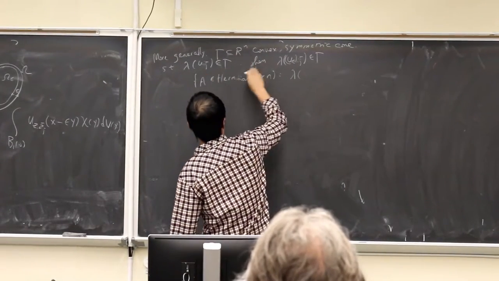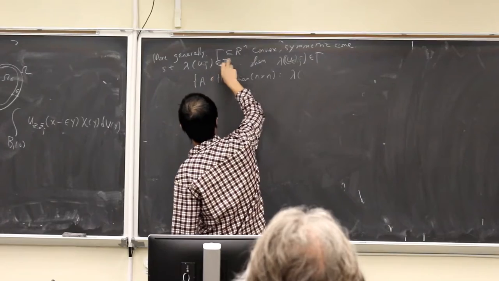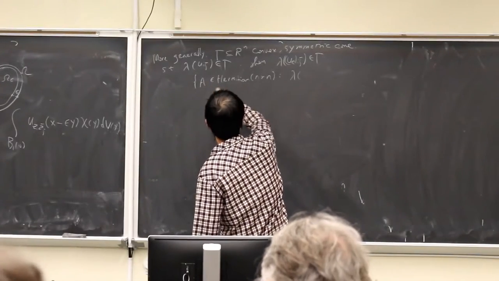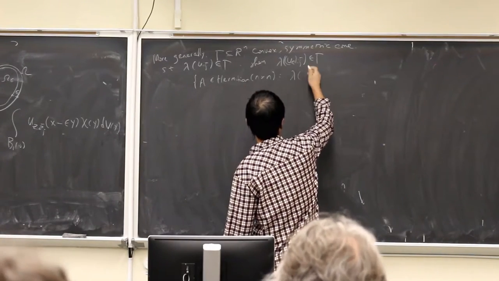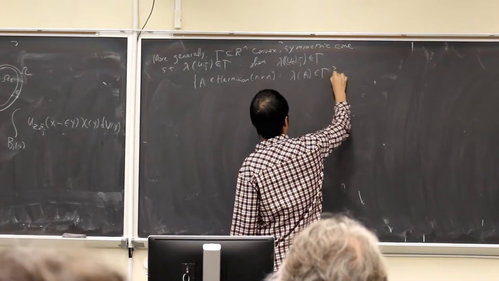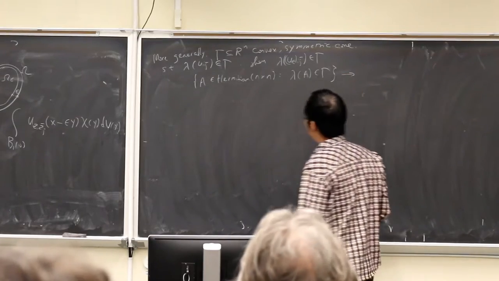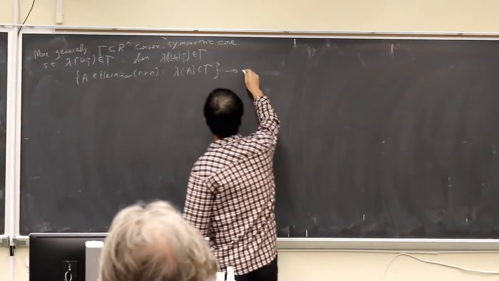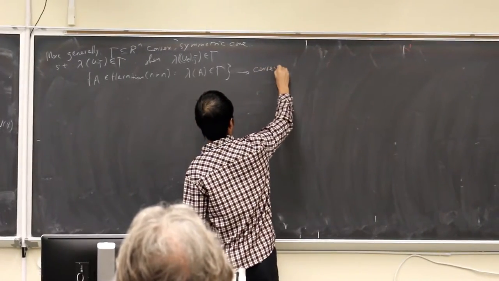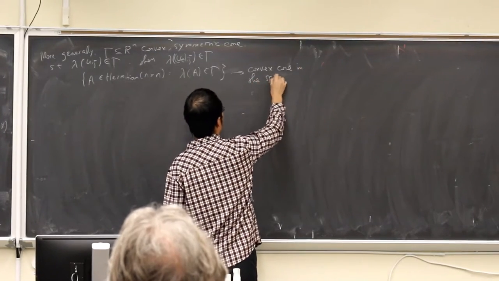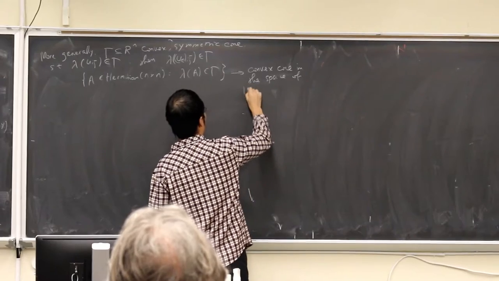The reason why is because the cone in Rn would translate to a cone in the space of Hermitian matrices, in the sense that if you take the cone such that lambda of the Hermitian matrix belongs to gamma, this would translate to a convex cone in the space of Hermitian matrices.